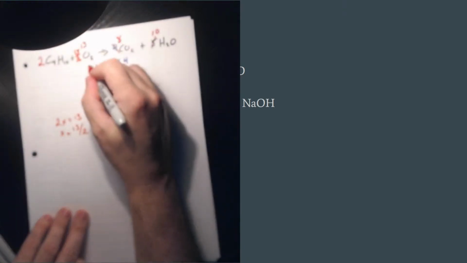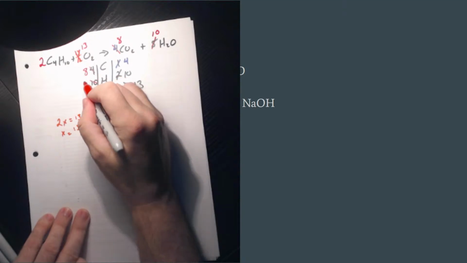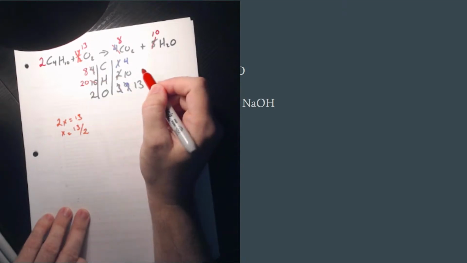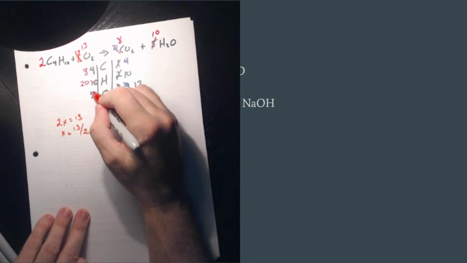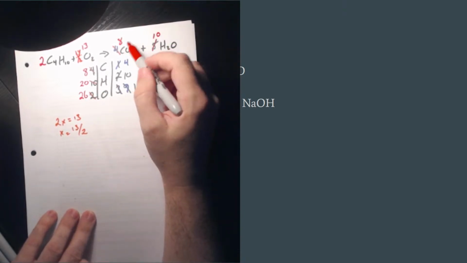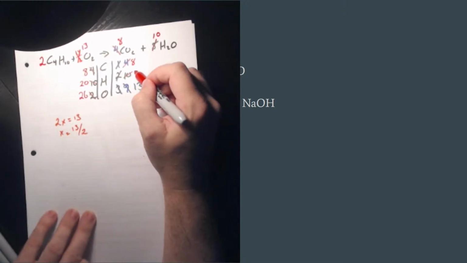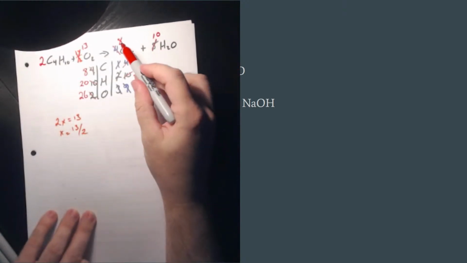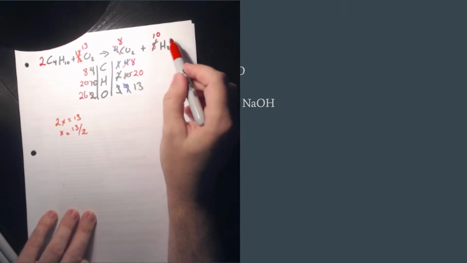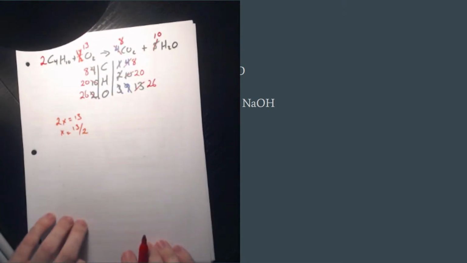2 times 4 means we now have 8 carbon on the left. 2 times 10 means we now have 20 hydrogen. 13 times 2 means we now have 26 oxygen. And on the right, 8 times 1 gives us 8 carbon. 10 times 2 gives us 20 hydrogen. 8 times 2 is 16. 10 times 1 is 10. 16 plus 10 gives us 26 oxygen on the right.